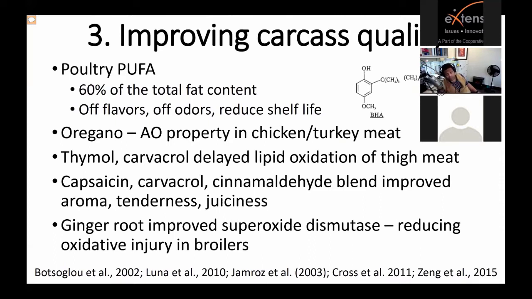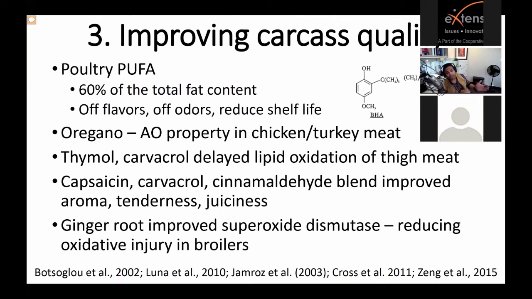Now, in the meat industry, they are currently promoting rosemary, oregano, and sage. They are being investigated thoroughly as alternatives to BHT and BHA. Now, what's the big deal about these essential oils as antioxidants? Poultry has polyunsaturated fatty acids. Compared to pork, about 60% of the total fat is polyunsaturated fatty acids, which causes the off flavors, off odors, and reduces the shelf life of chicken meat.